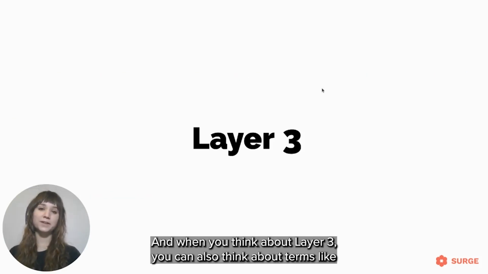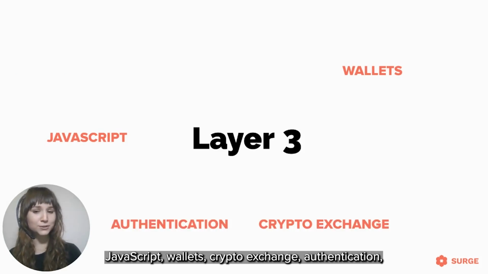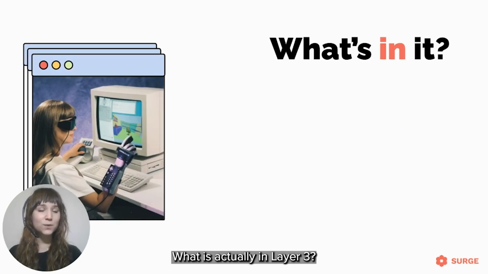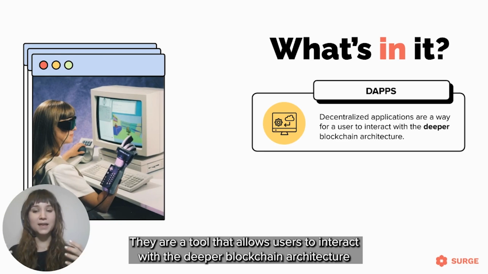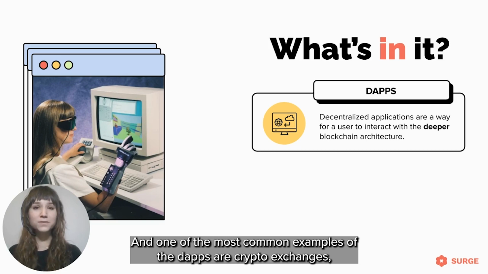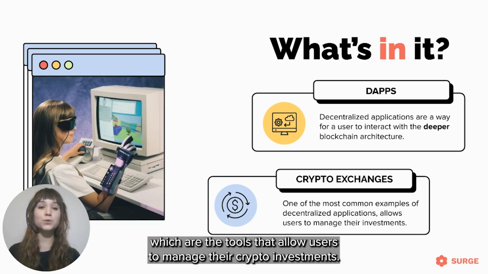And when you think about layer 3, you can also think about terms like JavaScript, wallets, crypto exchange, authentication, dApps, React, and frontend. What is actually in layer 3? This is where the decentralized applications live. They are a tool that allows users to interact with the deeper blockchain architecture and also to provide information for the deeper blockchain layers. And one of the most common examples of the dApps are crypto exchanges, which are the tools that allow users to manage their crypto investments.